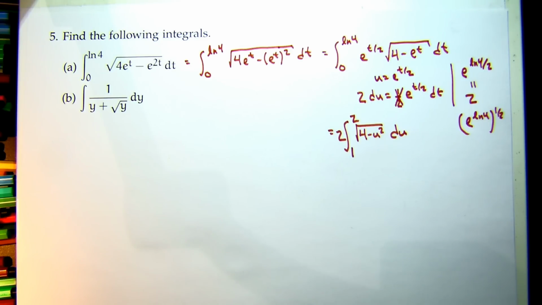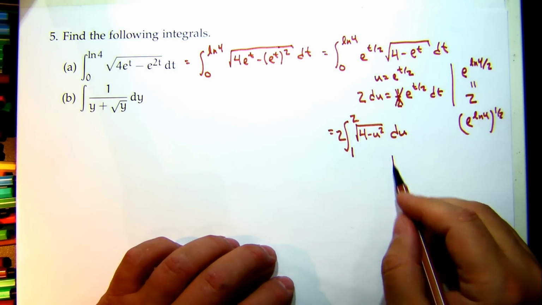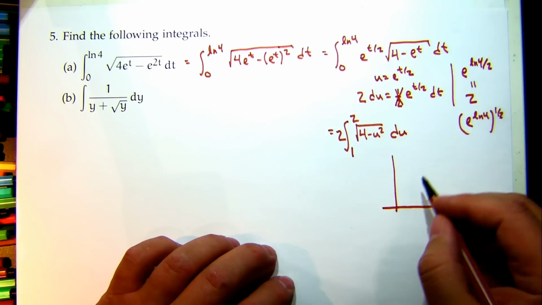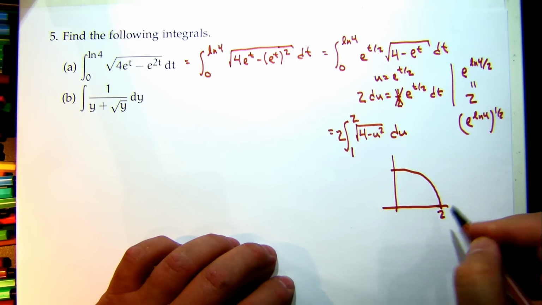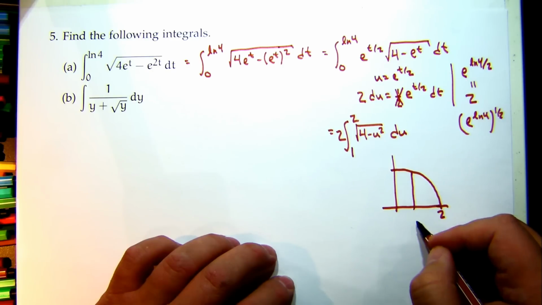So now it's like, okay, integral from 1 to 2, double of square root of 4 minus u squared. This at least feels simpler. Now, we don't know the antiderivative of the square root of 4 minus u squared. But we don't need to, because what is that shape? It's a circle of radius what? Radius 2. So, it's radius 2 going to 1.